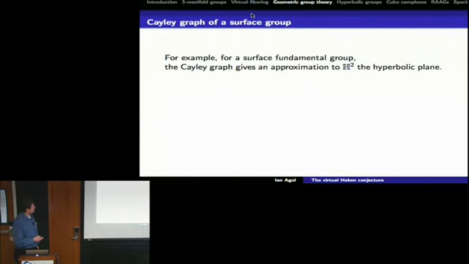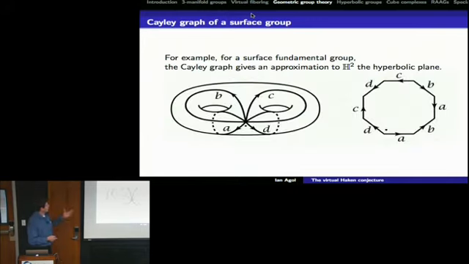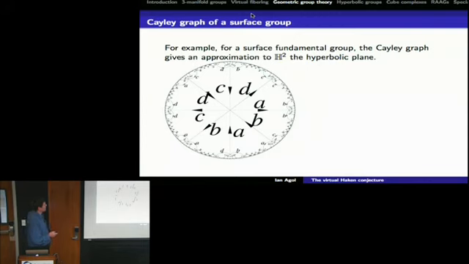So as an example of the Cayley graph and how it relates to the manifold, if we took a surface fundamental group, the Cayley graph is obtained like this: you take this graph here, say a, b, c, d, that presents the fundamental group of the surface. You take an octagon, identify sides in pairs, and you get the surface this way. Now if we look at the universal cover, for a Riemann surface the universal cover will be the hyperbolic plane, just the unit disk in the complex plane with the Poincaré metric, and you see the Cayley graph nicely embedded inside of there.